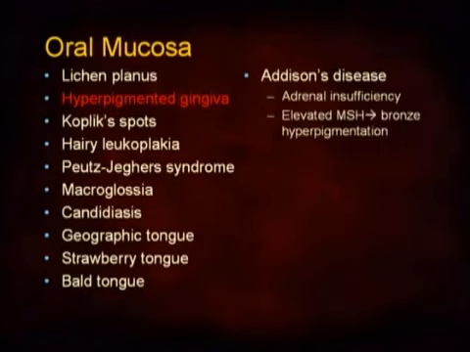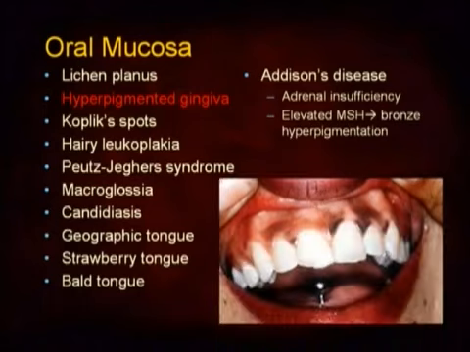Hyperpigmented gingiva is something to think about in patients with Addison's disease, and you remember these are patients who have diffuse hyperpigmentation because of an elevated melanocyte stimulating hormone, that elevated MSH, and that can be sort of spotted like this in the patient with Addison's disease.